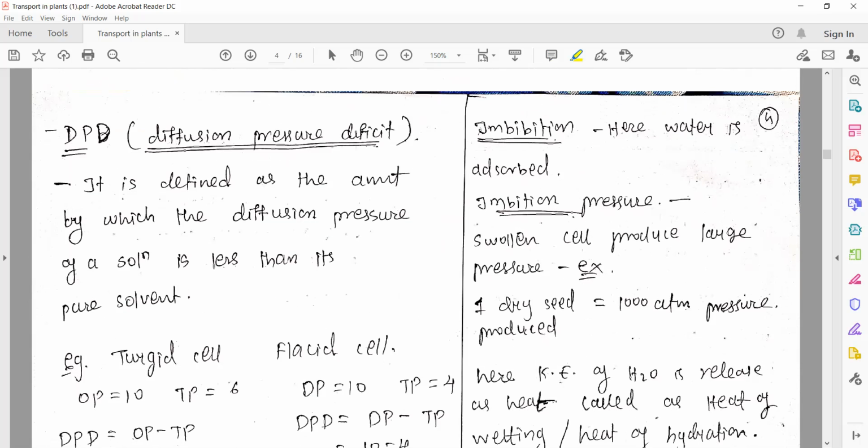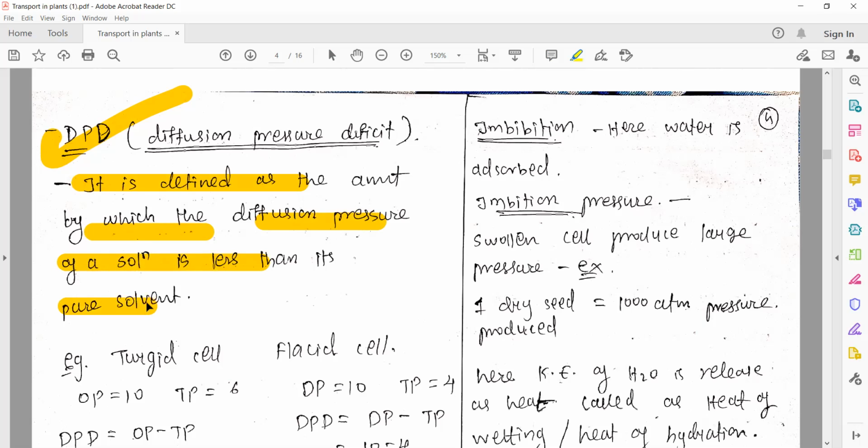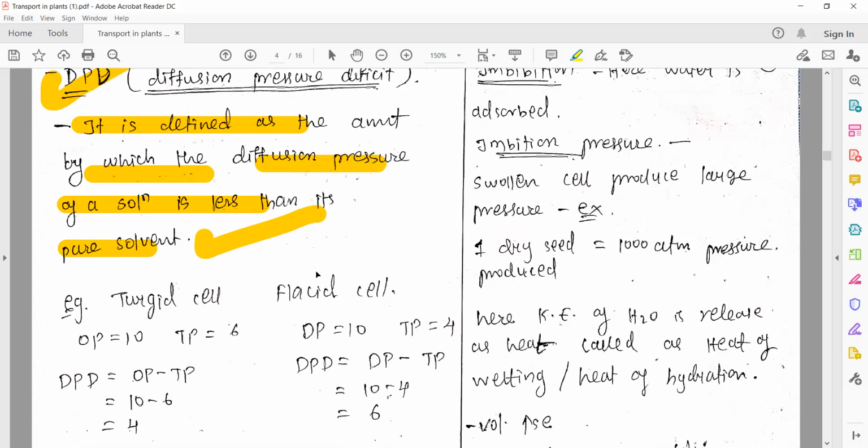Diffusion pressure deficit. Again, a very, very important concept from your NCERT textbook itself. It is defined as the amount by which the diffusion pressure of a solution is less than its pure solvent. What does it say? The amount by which the diffusion pressure of a solution is less. The diffusion pressure of the solution is considered less as compared to the pure solvent. It is very easy to understand.